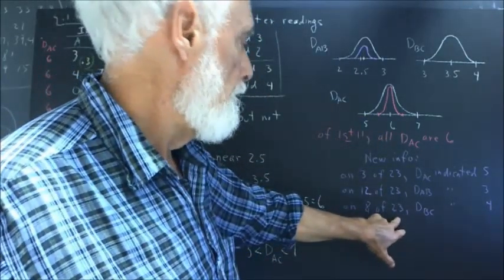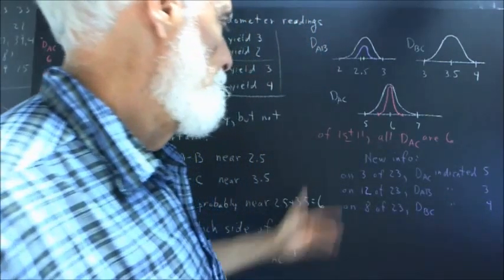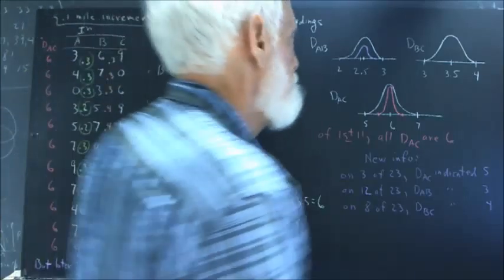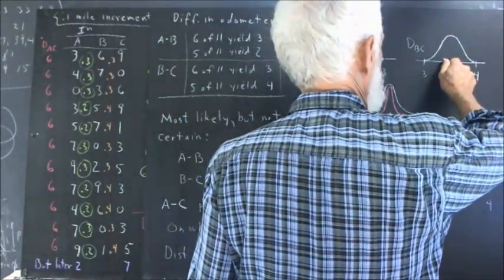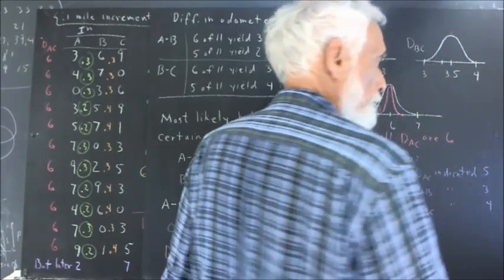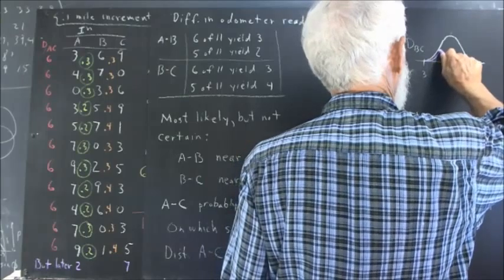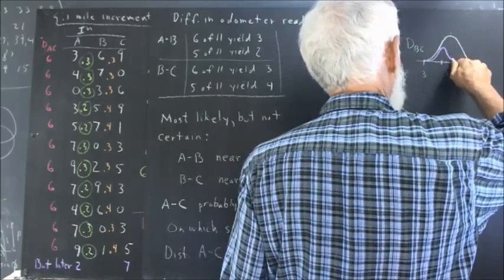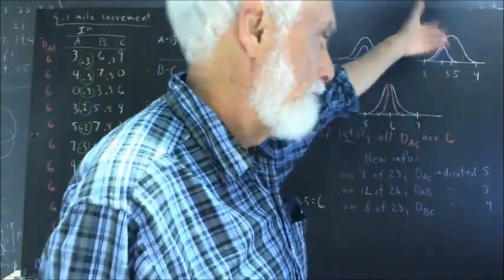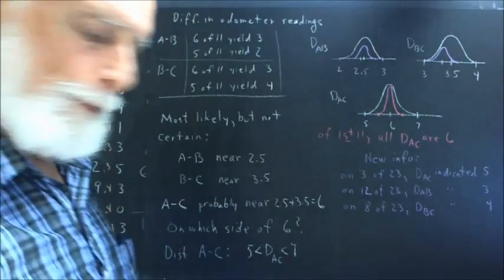Okay, well, but here on 8 of 23, distance from B to C was 4, meaning on the majority, almost 2/3, the distance was 3, which means that not only do we want to shift the peak of this curve over a little bit, maybe to about here, but we probably want to make the curve somewhat narrower, so maybe something like this. We're not totally sure it's under 3.5, but there's a pretty good chance that it is.